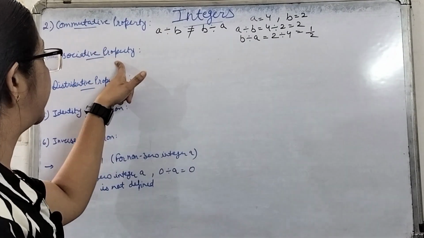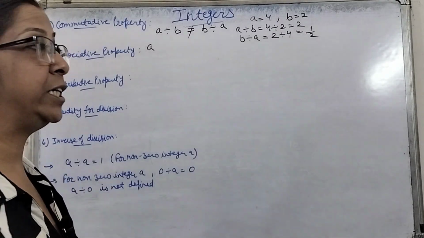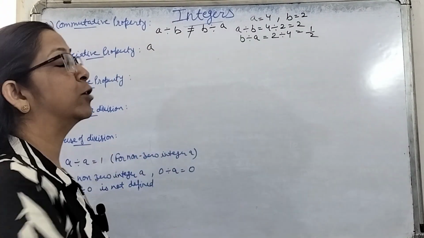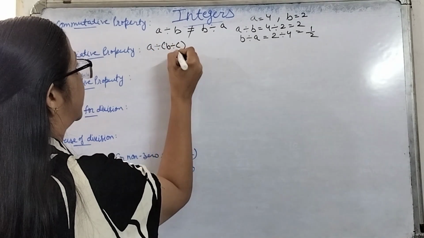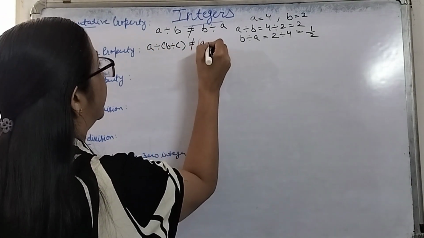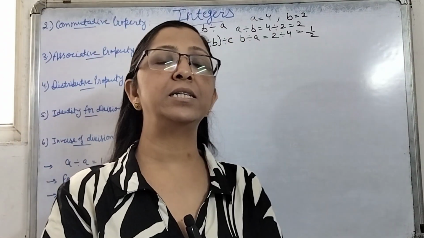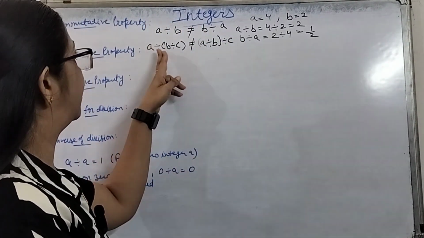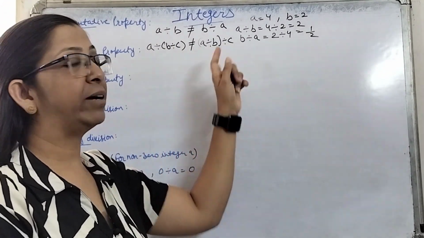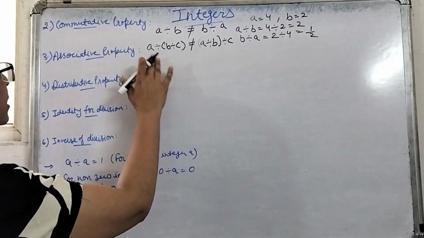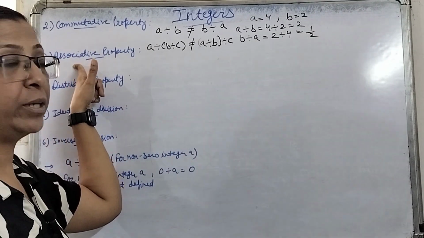Similarly, associative property: if a, b and c are three integers, and their values could be any integers, then (a divided by b) divided by c will not be equivalent to a divided by (b divided by c). We can keep the values of a, b and c and see that they are not equivalent. So we say that division of integers does not satisfy the associative property also.